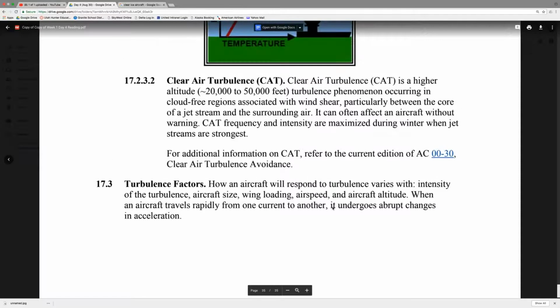So clear air turbulence: typically higher altitudes, 20 to 50,000 feet, turbulence phenomena occurring in cloud-free regions associated with wind shear, particularly between the core of the jet stream and the surrounding air. It can often affect aircraft without warning. Clear air turbulence frequency and intensity are maximized during winter when jet streams are the strongest.